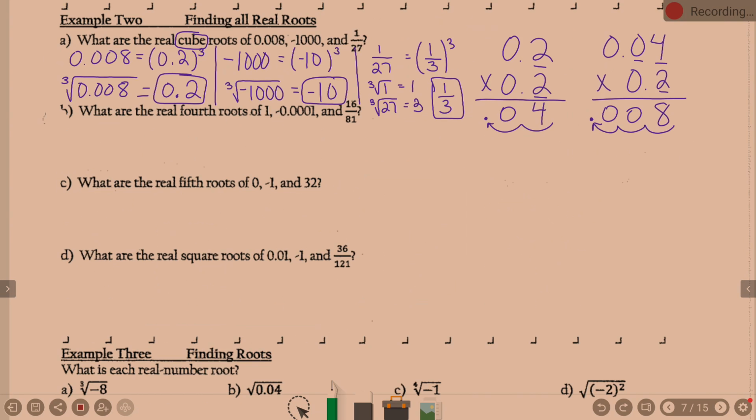Then we moved down to example 2a, and this should look similar to what we talked about. As I said, I think this was 6 hours notes because I did that afterwards. But we talked about cube roots. Cube root meaning something times itself a third time, right? We talked about the cube root of 0.008 being 0.2.